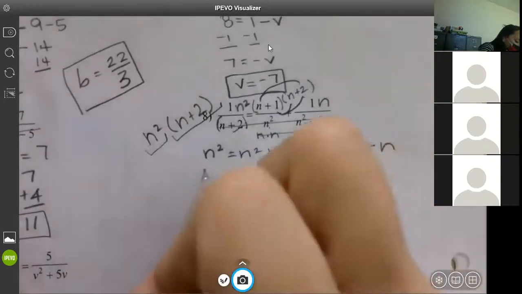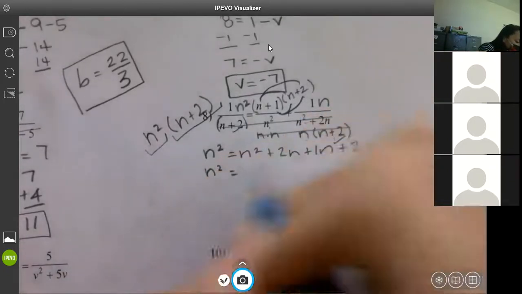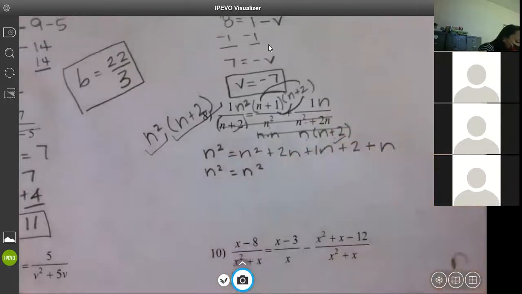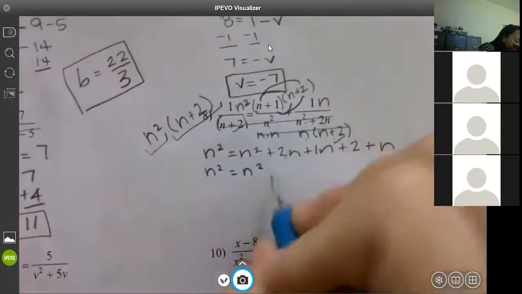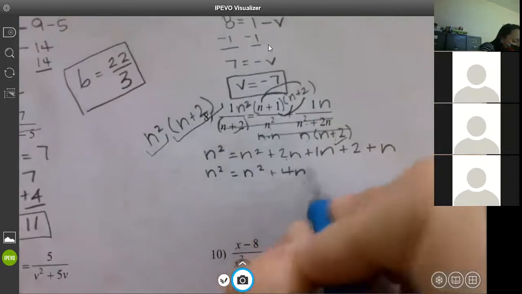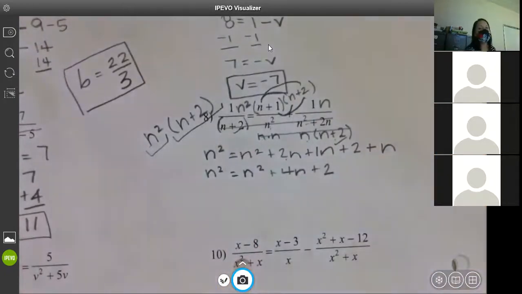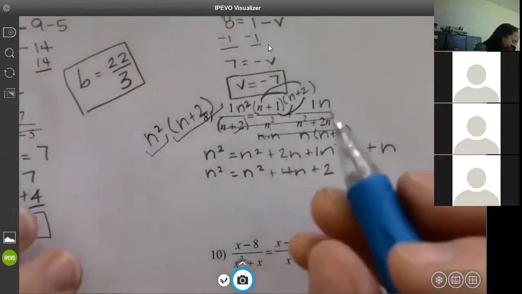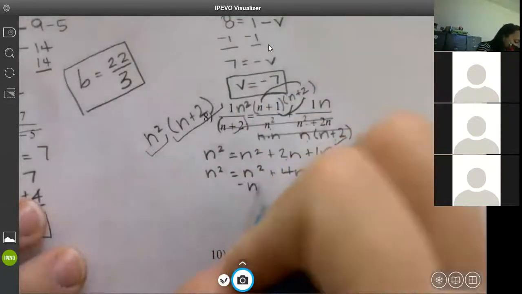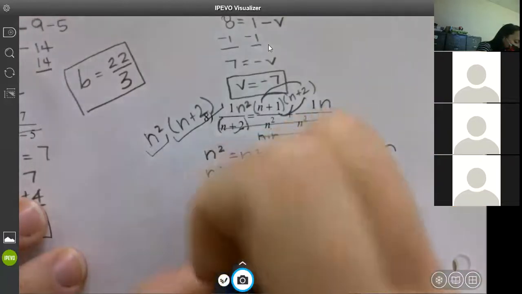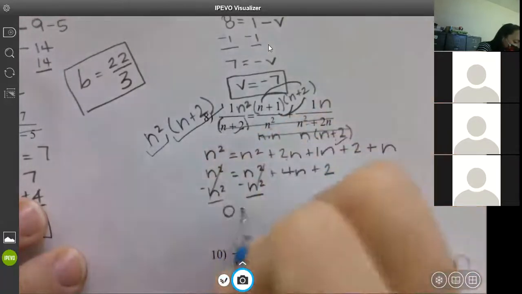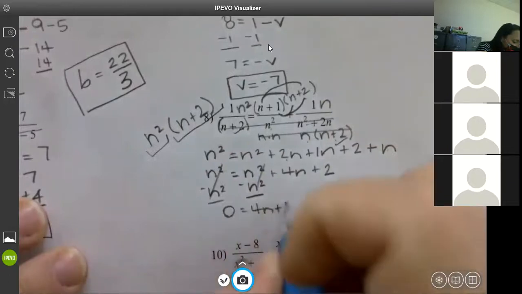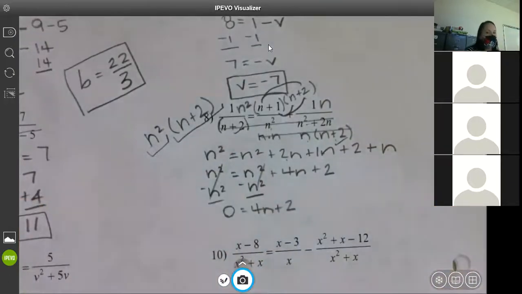Clean it up. This side is just n squared. This side is n squared plus 2, 3, 4n plus 2. How do I solve? Since they're the same on the left and right, they're going to cancel out, and I get 0 equals 4n plus 2. How do I solve this?